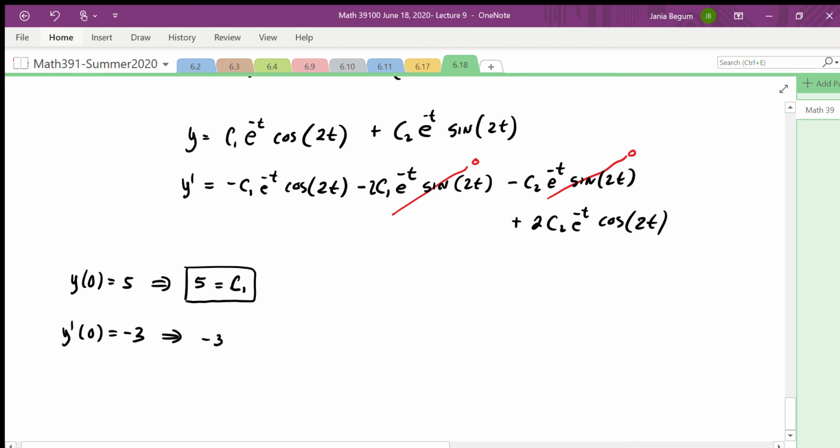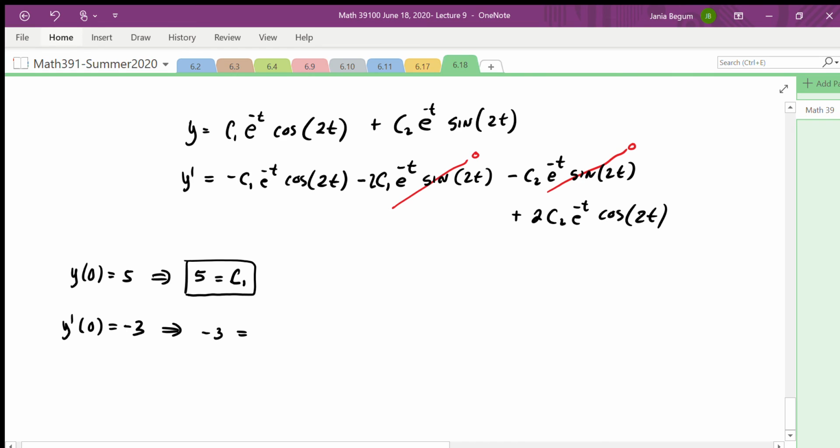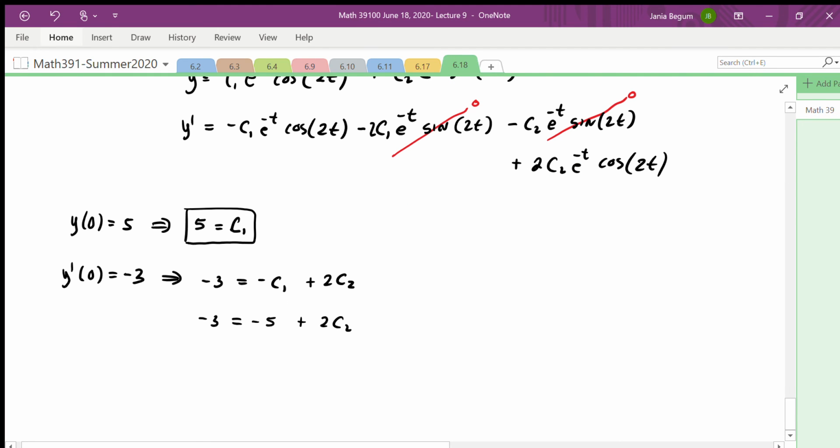So we have -3 is equal to negative c1 e to the 0 is 1, cosine of 0 is also 1, so that's just negative c1, and the last one we have plus 2c2, e to the 0 is 1, cosine of 0 is also 1. And we know C1, we just solved it. That's 5. So we have negative 3 is equal to negative 5 plus 2 C2. So we have 2 is equal to 2 C2. So C2 is equal to 1. Okay, that wasn't so bad.